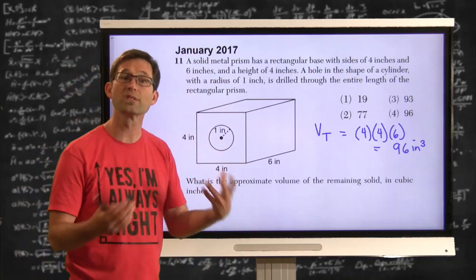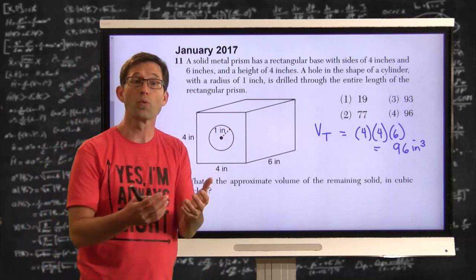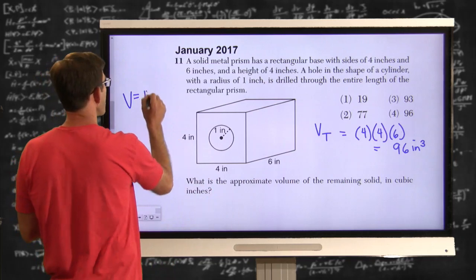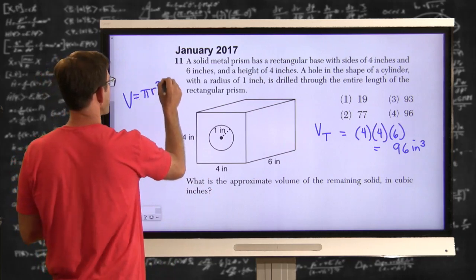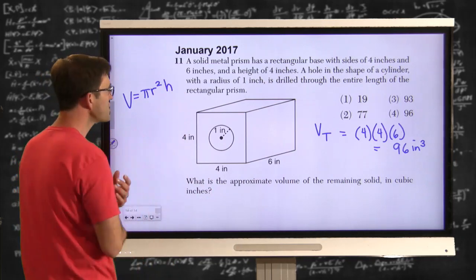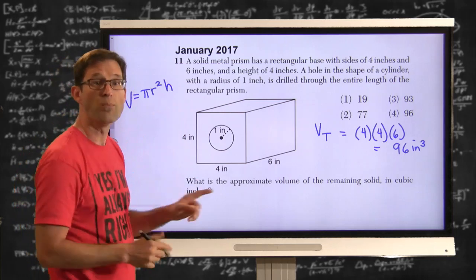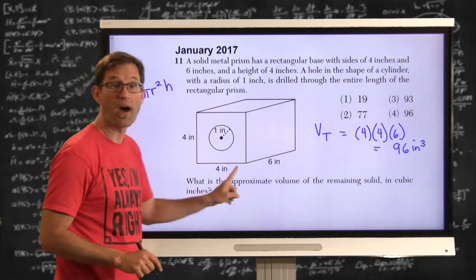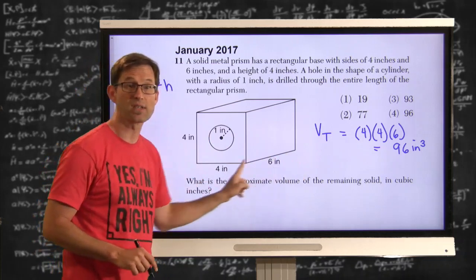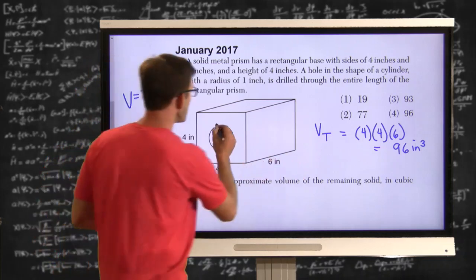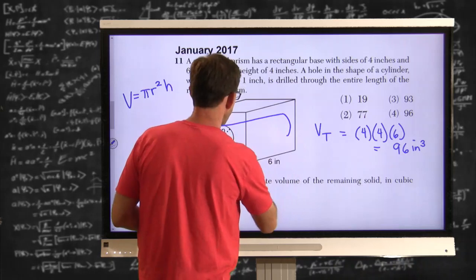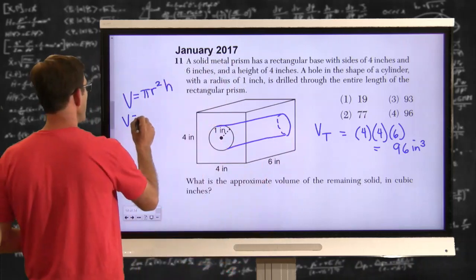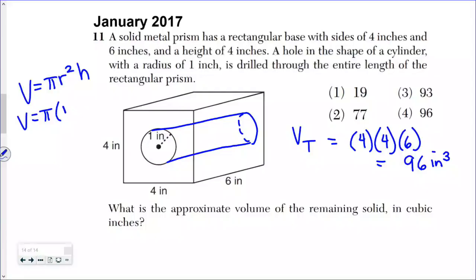Now what I'm going to have to do is subtract off the volume that I remove, and this is going to get a little bit more ugly because I'm removing the volume of a cylinder. So I go back to my formula sheet and I find that the volume of a cylinder is pi times the radius squared times the height. Now, the radius of this cylinder is simply 1 inch. But the height is this 6 inches. It's kind of tricky because I can't see it, but the cylinder has been cut out like this, right?